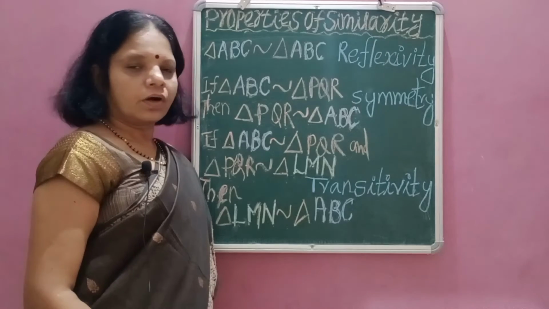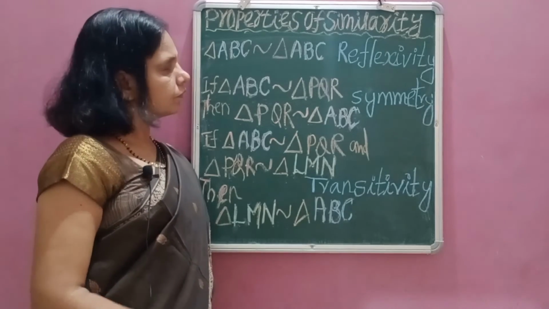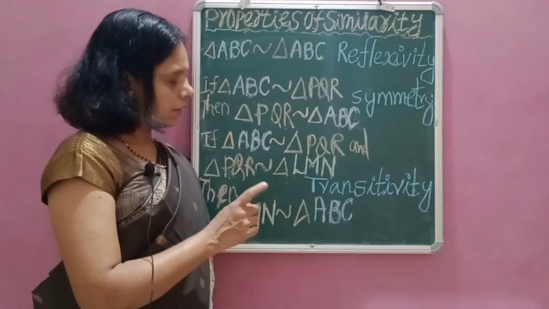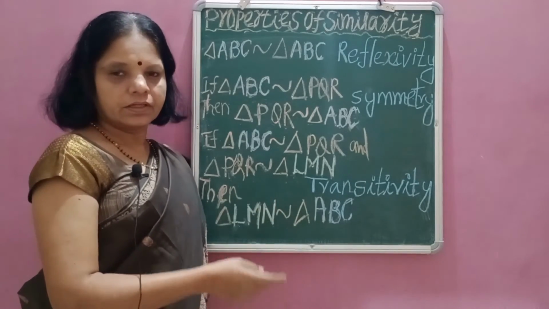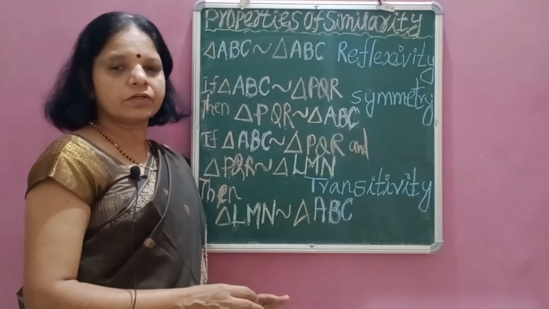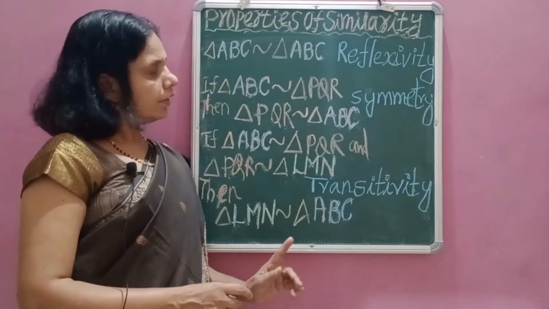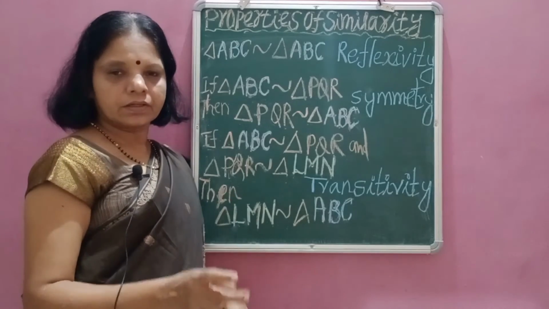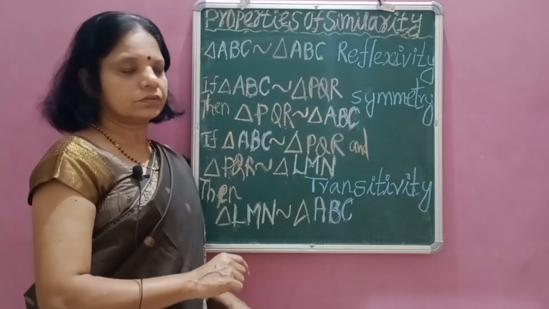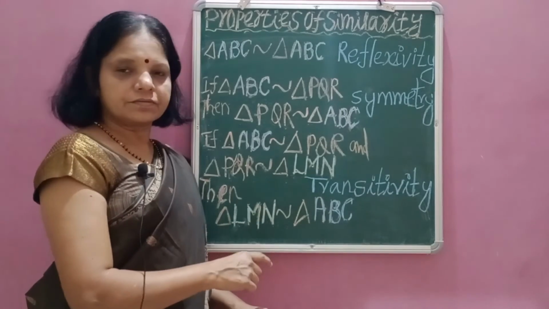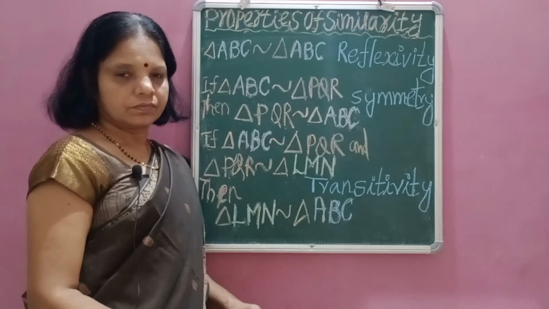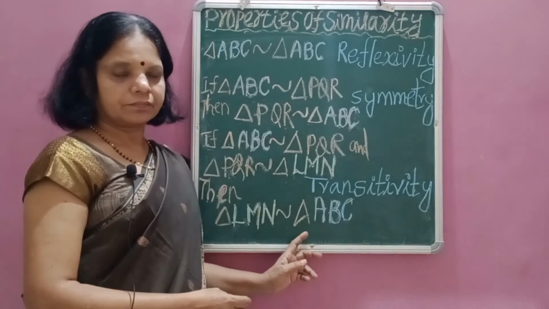Now, how many properties have you studied? Reflexivity, symmetry and transitivity. In reflexivity only one triangle. Every triangle is similar to itself. In symmetry there are two triangles. If a triangle is similar to a second, second is similar to the first. In transitivity more than two triangles. Clear? Here three triangles are given.